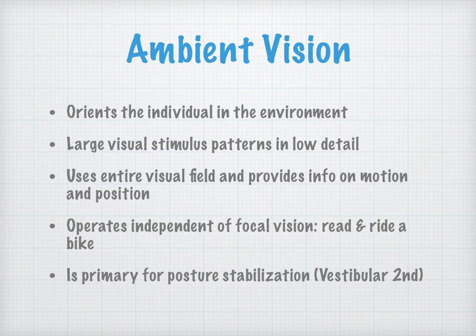Ambient vision is the functional flip side of focal vision. Ambient vision is the big screen view of life. Obviously, they both work together, and as we see from the example of riding a bike and reading, they can work independently. Our visual system, as we can see from the next slide, is our principal means of stabilizing our body in the environment.